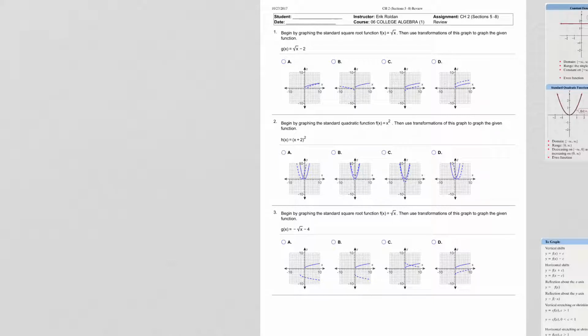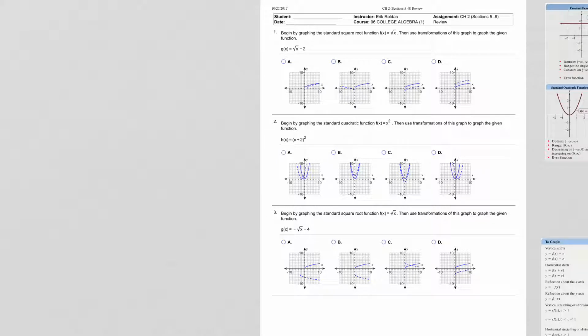This is Chapter 2, Sections 5 through 8 in College Algebra. And this assignment has been posted to your MyLabsPlus or MyMathLab. It is 35 questions, and it is just a way to refresh your memory.